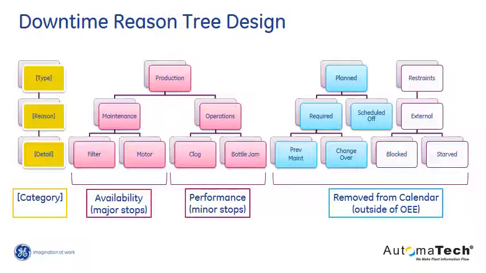So the final part to a reason tree is to apply these categories. Which ones are going to affect the availability portion of our OEE? Those are our major stops. Which of the downtimes are going to affect our performance ones? Those are our minor stops. And what are we going to remove completely from our OEE? From the standpoint of that filler, if we're being blocked by the packer downstream, well, for that piece of equipment, we're not going to count it against the OEE of the filler. Those are examples of how we use those categories.